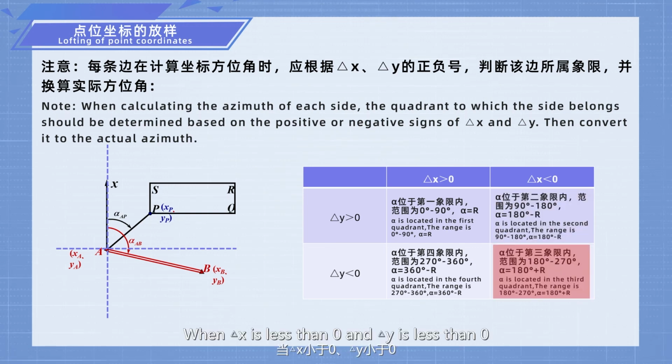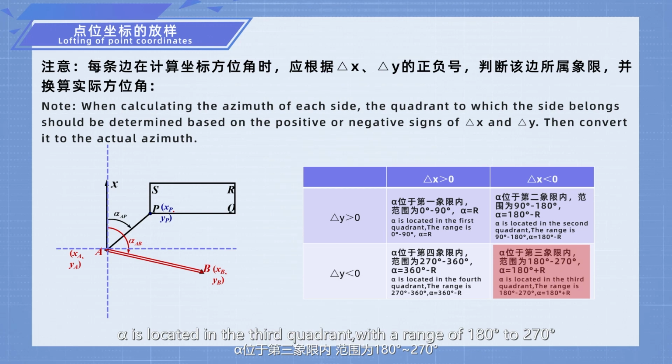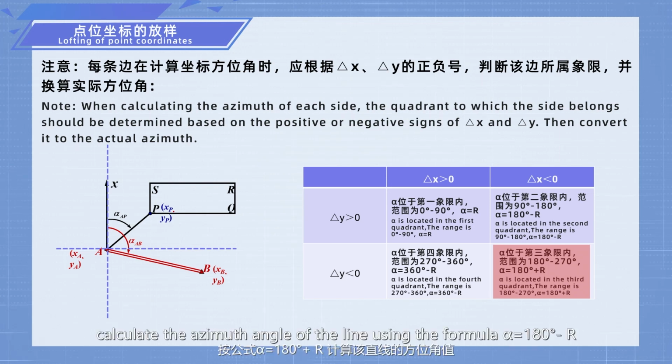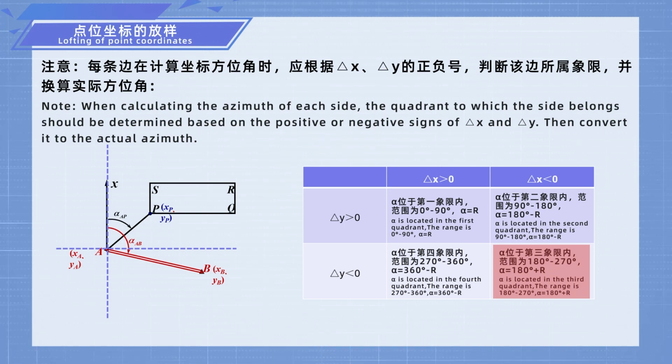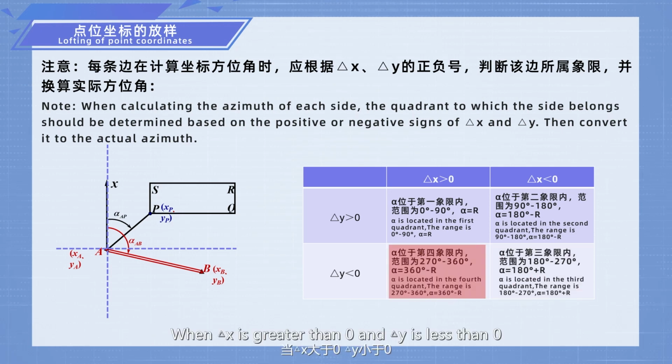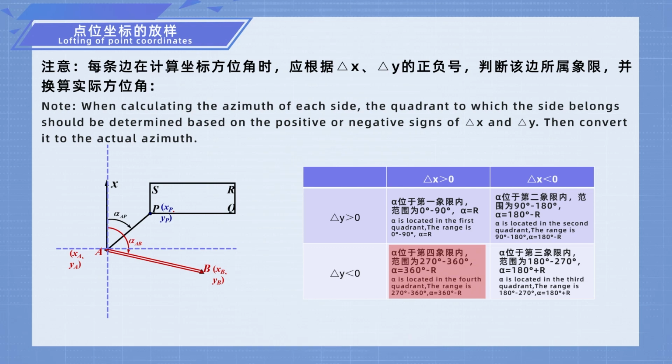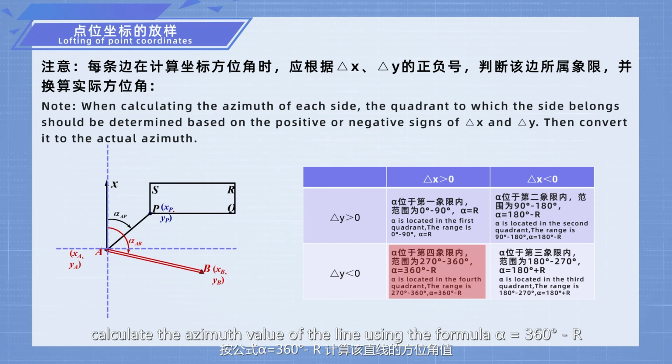When x is less than 0 and y is less than 0, alpha is located in the third quadrant, with a range of 180 degrees to 270 degrees. After calculating the quadrant angle, calculate the azimuth angle of the line using the formula alpha equals 180 degrees plus r. When x is greater than 0 and y is less than 0, alpha is located in the fourth quadrant, with a range of 270 degrees to 360 degrees. After calculating the quadrant angle, calculate the azimuth value of the line using the formula alpha equals 360 degrees minus r.